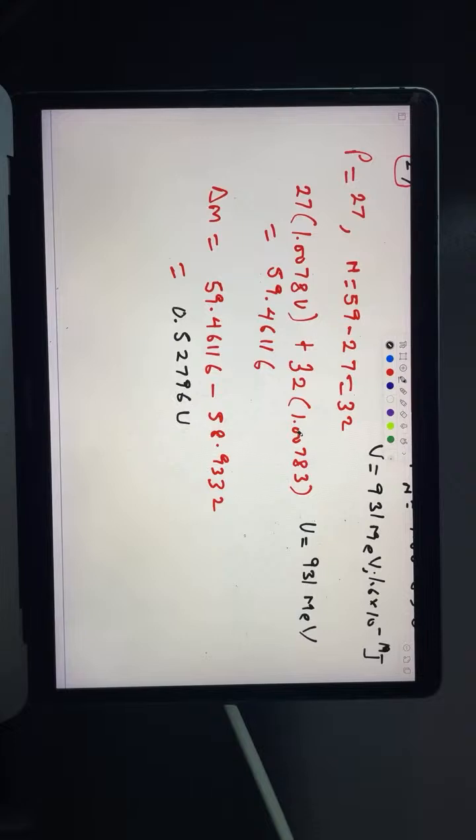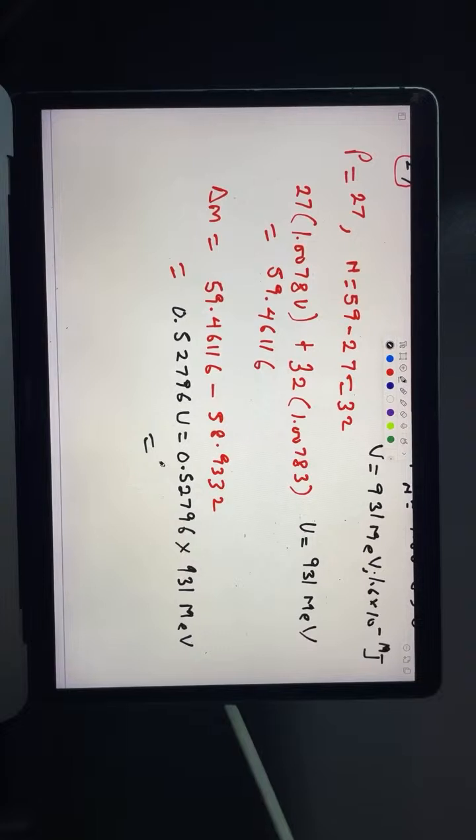Okay, so now this U, we need to convert it to joules. And what's the first process? We will use the fact that U has been given as 931 MeV. So instead of writing U here, this will change to 0.52796 multiplied by 931 MeV. So let's multiply that.